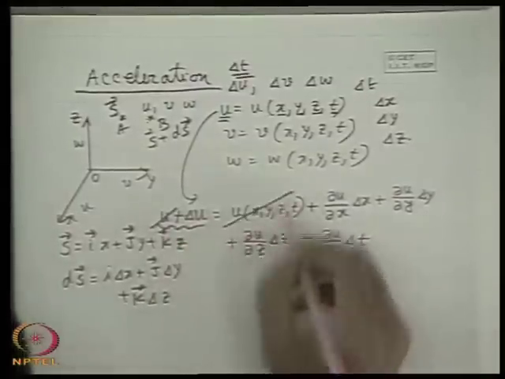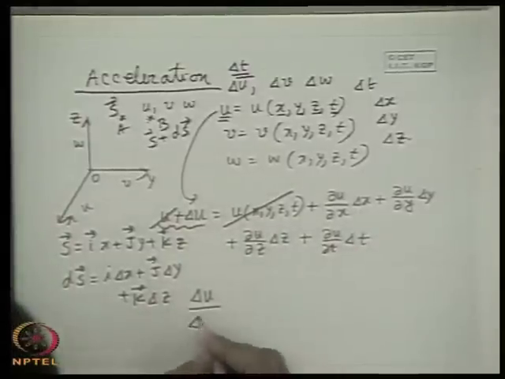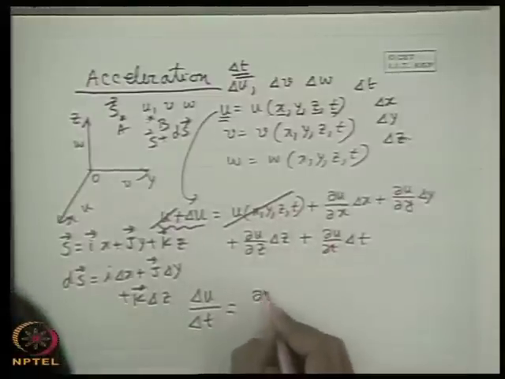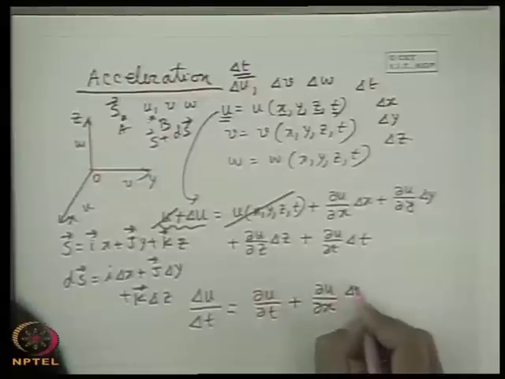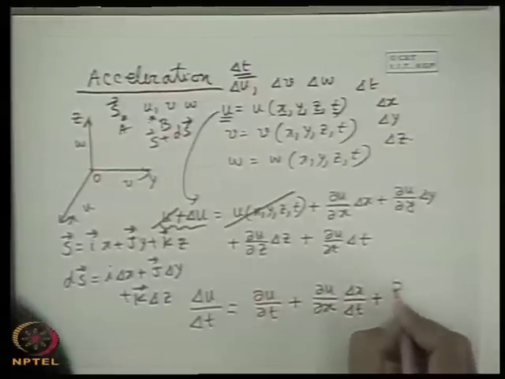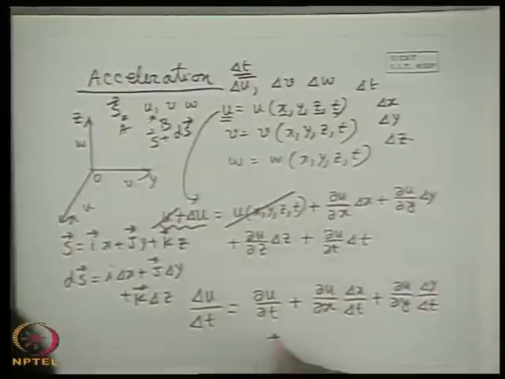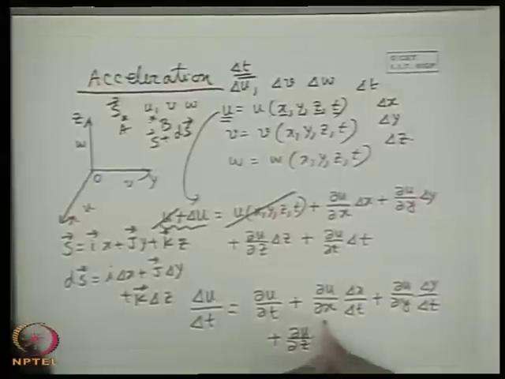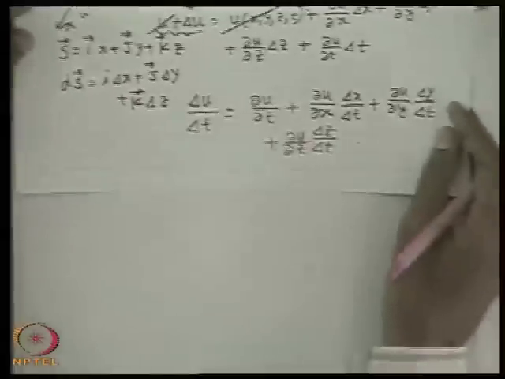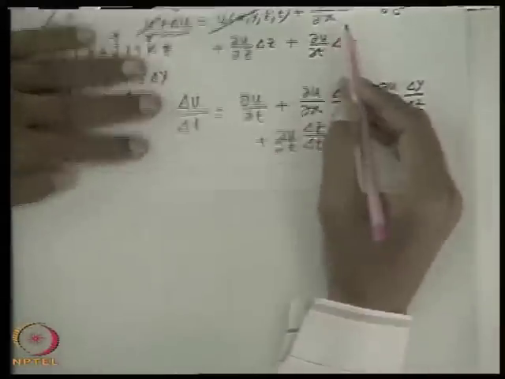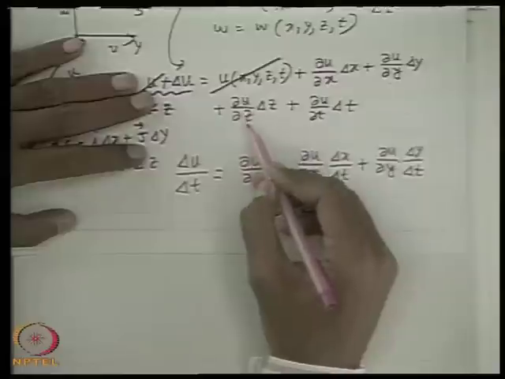Now, this u cancels. So, one can write delta u and divide it by delta t. Taking this term first, del u del t, plus del u del x times delta x by delta t, plus del u del y times delta y by delta t, plus del u del z times delta z by delta t.